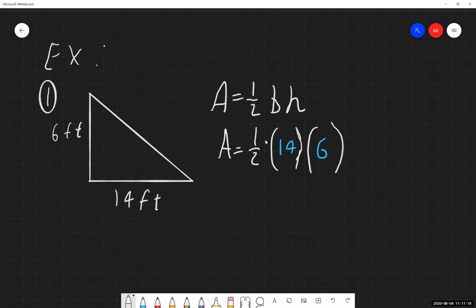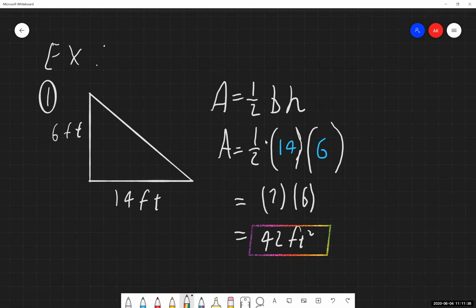So now that I have everything plugged in correctly, now I'm just doing some calculations. So 1/2 times 14, that's going to give me 7. 7 times 6 is going to give me 42. So the area of this triangle is 42 square feet.